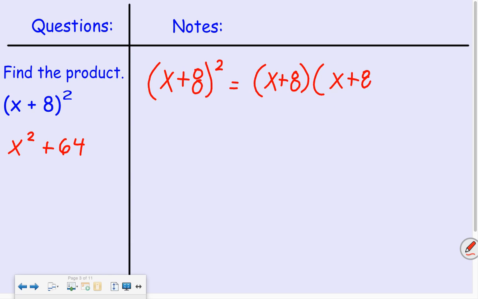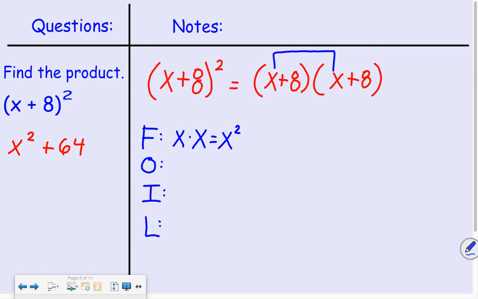So when I'm multiplying two binomials, I have to FOIL. So my firsts are my x and x. So x times x equals x squared. My outers are my x and 8.